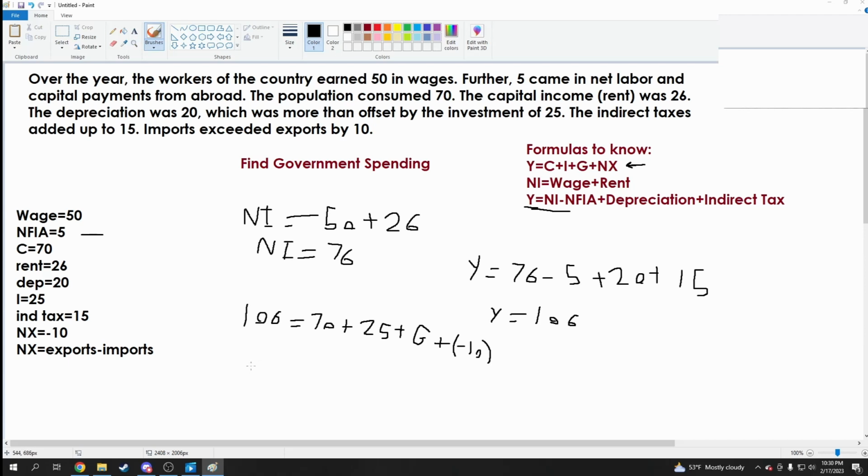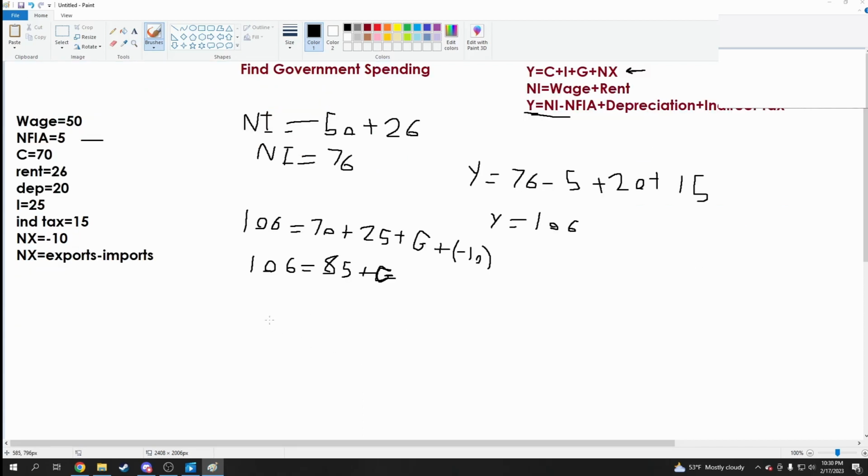Okay, so now we continue on to the next step. This is 85 plus G. And then you subtract 85 from both sides, which gives us 21 equals G.